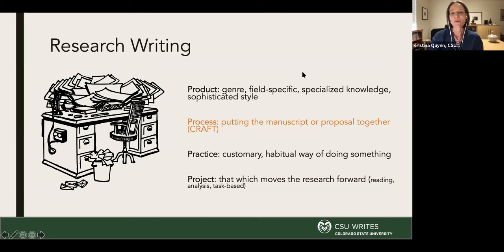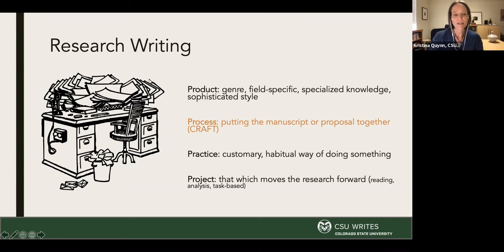Research writing. When we talk about it in CSU Writes, we talk about it in 5 key ways. The top 4 that we tend to think about are product, our genre and our field specific: the thing that we're putting together is our writing. We talk about it as process, the structure of our documents. If you attended the reverse outlining workshop last week, that's part of the process of putting things together. The practice is how you do it, how you sit down and work with it regularly. That's your customary way of doing things. Your project could be anything that's moving your project forward. We often try to separate out research, reading, for example, or bench science or techniques or methods, and then our writing, but they really are best if they're working together.